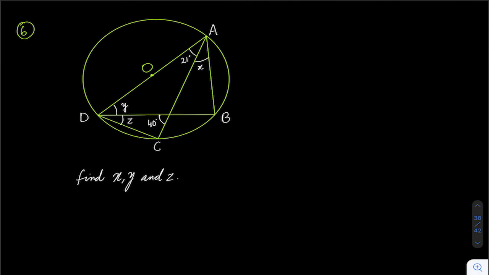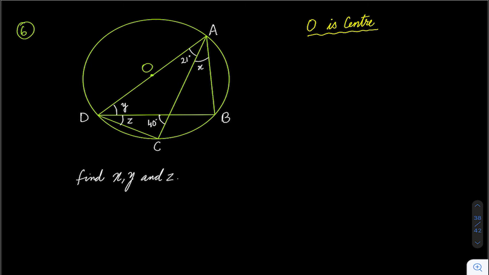Okay. So again, a circle is there, but this time there is no quadrilateral. But we can make one. Okay, O is center. Now, when O is center, obviously what comes to my mind is that AD is diameter. That's the first thing I will observe. Okay, I need x, y, z values.